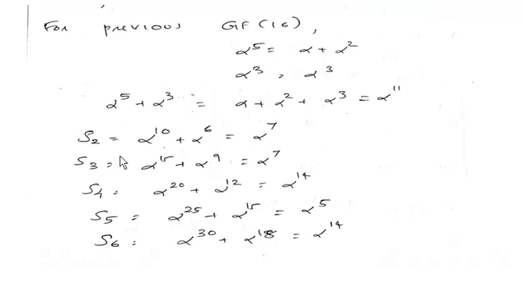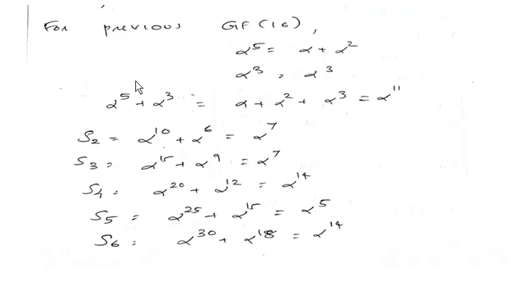Then S4 is alpha raised to 5 into 4 plus alpha raised to 3 into 4, so you will get alpha raised to 14. Then S5 is alpha raised to 5 into 5 plus alpha raised to 3 into 5, so you will get alpha raised to 5 after simplification. And S6 is alpha raised to 5 into 6 plus alpha raised to 3 into 6, so you will get alpha raised to 14.